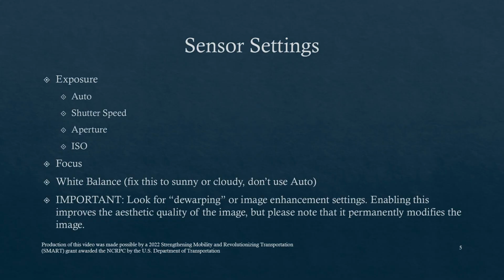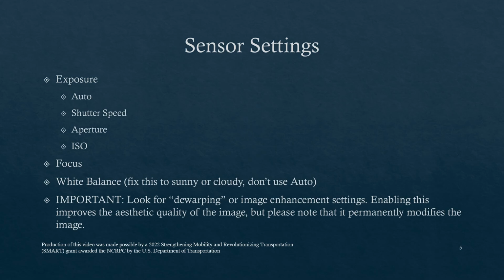Sensor settings. The key settings related to our exposure, or how bright the image is, are shutter speed, aperture, and ISO. In some cases, auto is fine. Just leave it on auto and it'll adjust these three, but it's important to know these three settings and how they can affect the quality of the image. It's also important to understand focus and whether your drone is auto-focusing or if you need to manually focus the image before each capture.